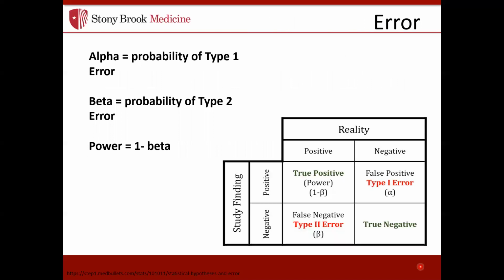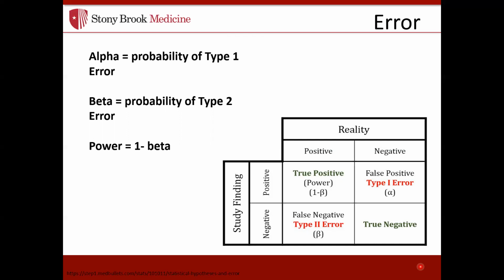Let's look at the types of error that could occur in a study. Alpha is the probability of type 1 error. We mentioned this. It is already established at the beginning of a study, and it is 1 minus the confidence interval. Type 1 error is when the researcher sees a false positive. So they fail to reject the alternative hypothesis.